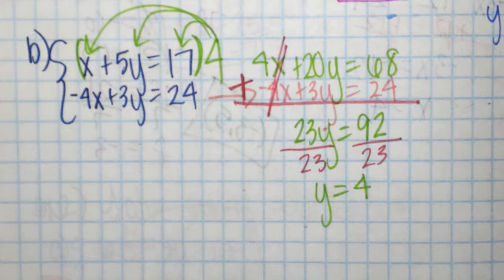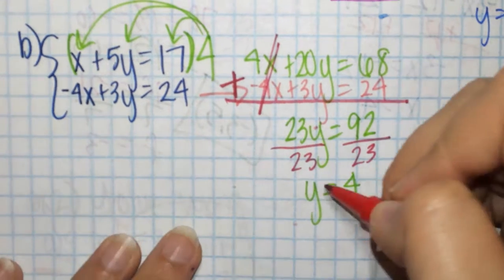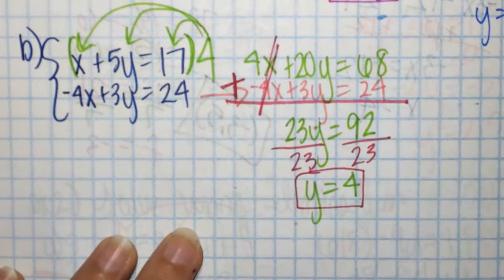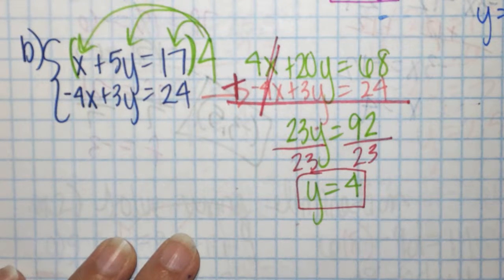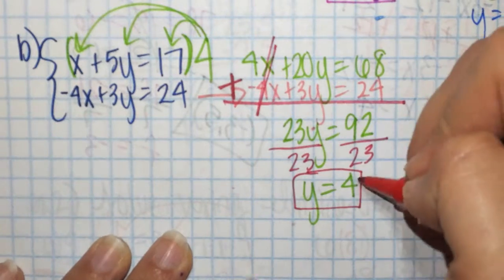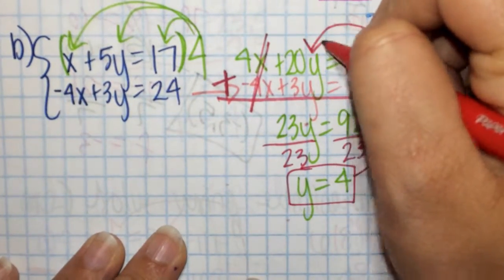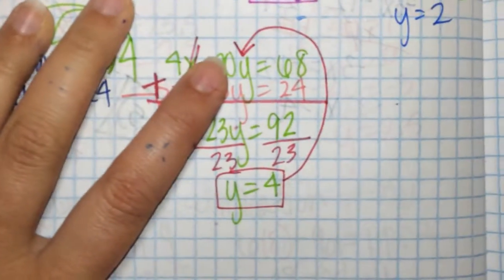All right, now that I have that Y, what do I do with it? Am I going to plug it in for X or for Y? Why? For Y, because it says Y equals. So we're going to replace Y with 4.